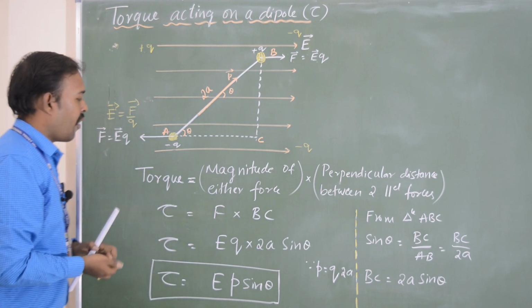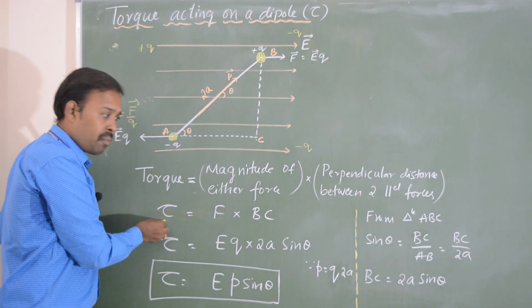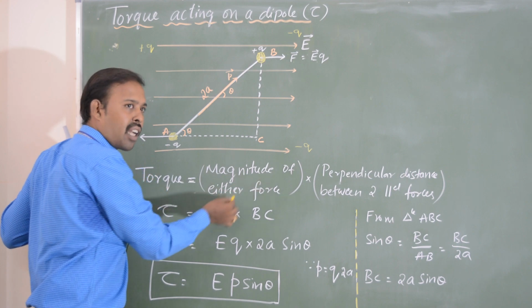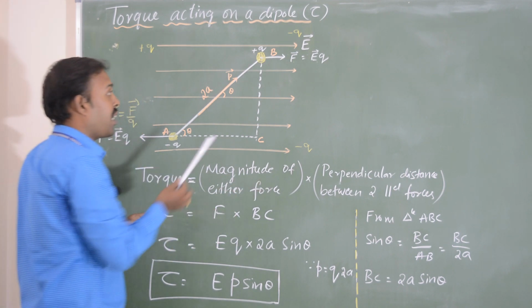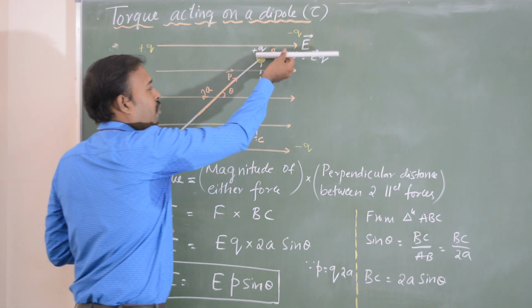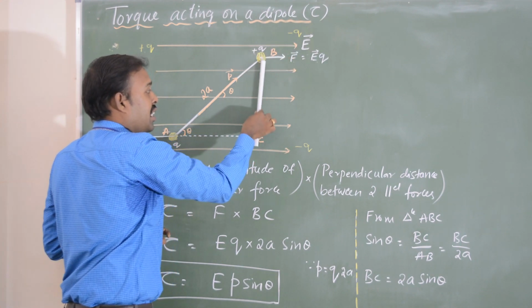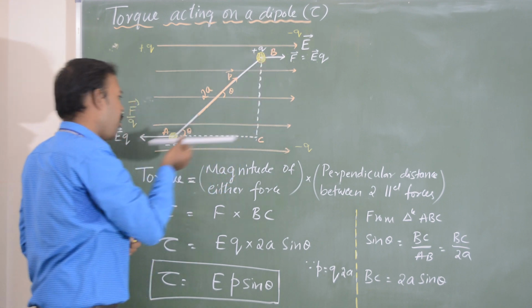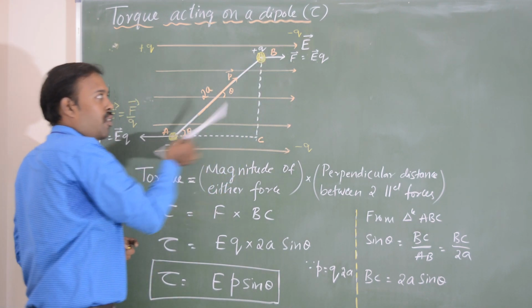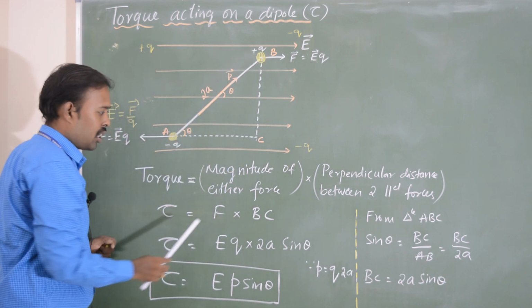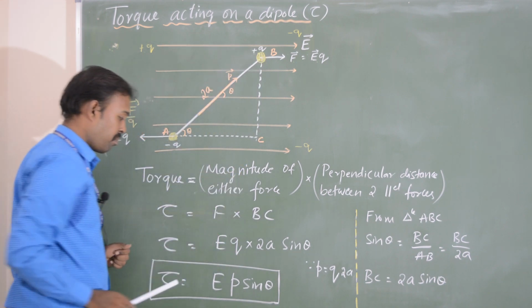So, I will write here, torque is equal to the magnitude of either force, I write it as F, into what is the perpendicular distance? If I take this force, the perpendicular distance will be BC. Or if I take this force, the perpendicular distance will again be BC. So I will write F into BC.